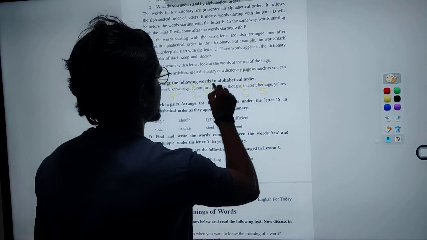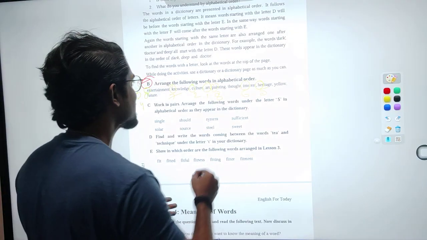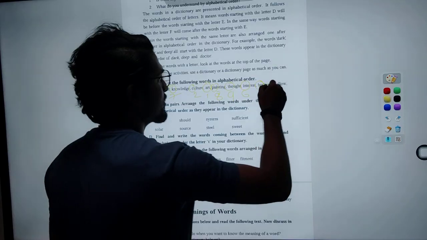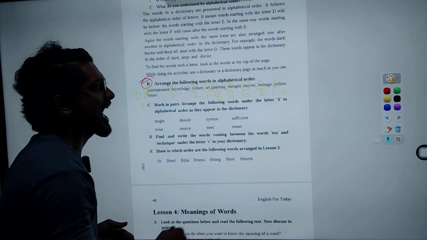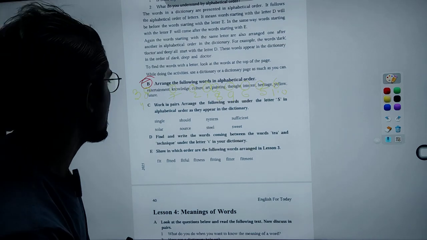P, we got P. Q, R, S, we got T. The last one is yellow. So these are the alphabetical orders. This is how you look up the words in the dictionary.